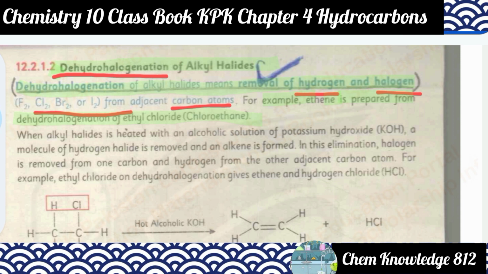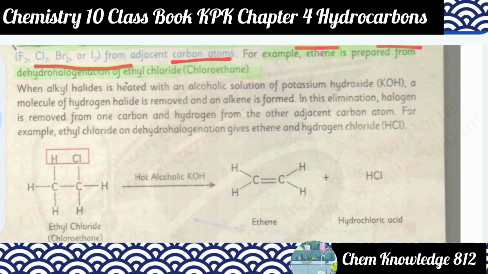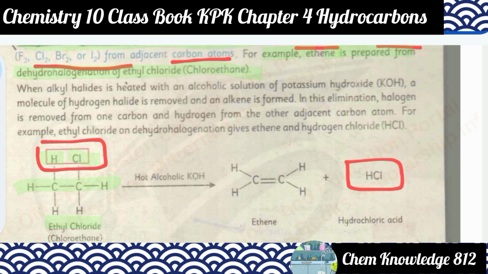So this is the ethyl chloride. From this we will remove hydrogen and chlorine. This is the hydrogen and this is the chlorine, and we are going to remove both. By removing this H and Cl, we will get HCl, and the remains will be ethene.